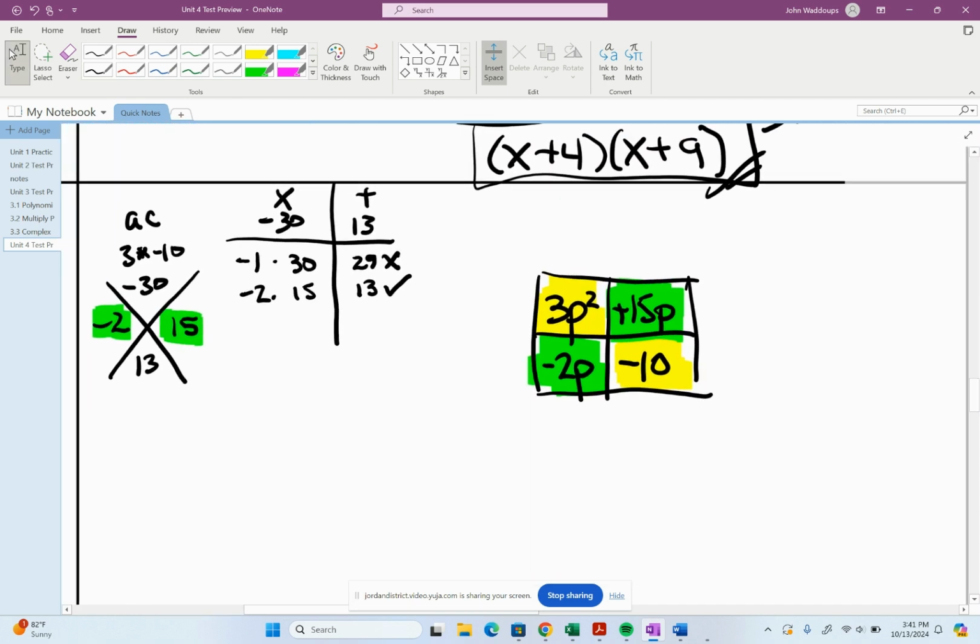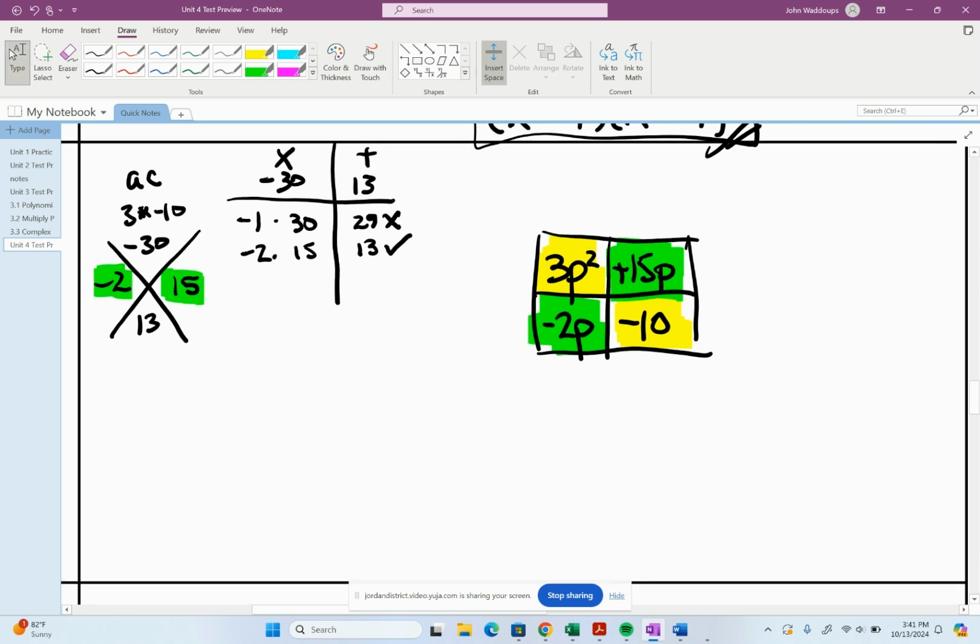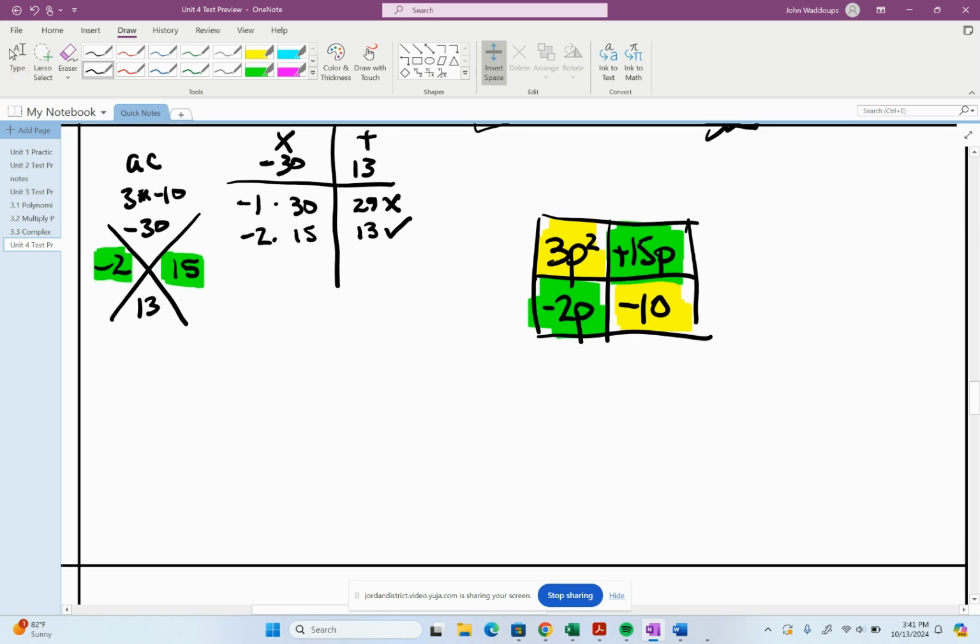And then I factor out the greatest common factor for each row and each column. So the greatest thing that will go into both 3 and 15 is 3, and then they also both have a p, so 3p. And then negative 2p, negative 10. You think of negative 2p minus 10 as being kind of one binomial there. If your leading coefficient is negative, you want to factor out the negative. So not just 2, but negative 2. So I'm going to put negative 2 there.